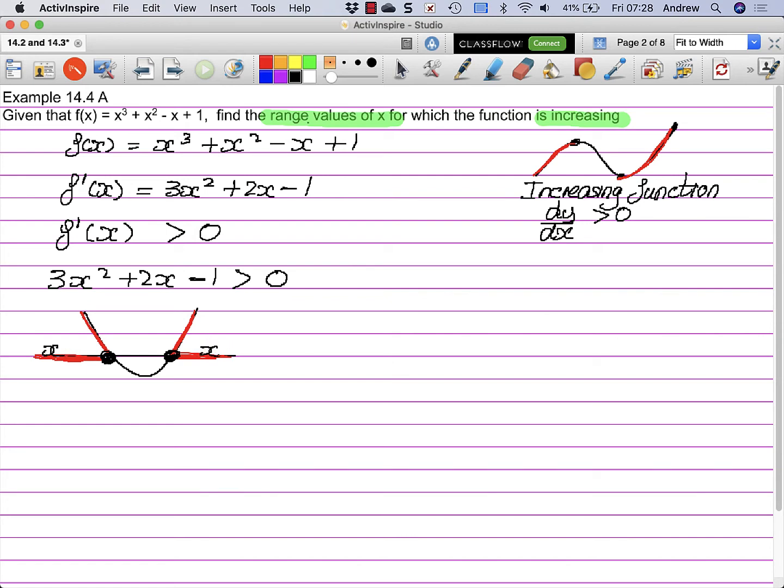So the boundary points are going to be given by 3x squared plus 2x minus 1 is equal to 0. So first by last gives us minus 3. So we're going to have minus 1 by 3, and indeed that's the one that works. So we can continue. So 3x squared minus 1x plus 3x minus 1 is equal to 0.